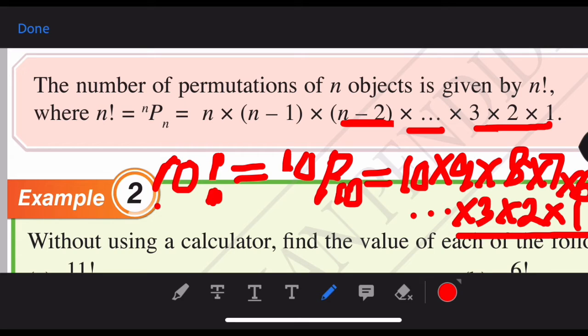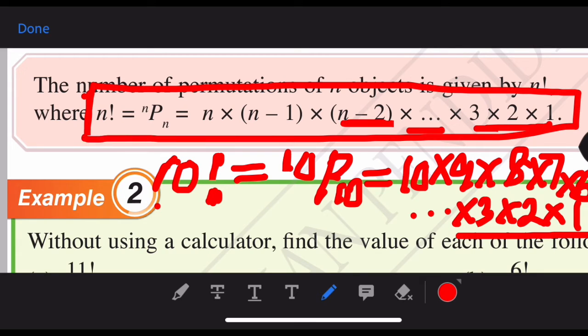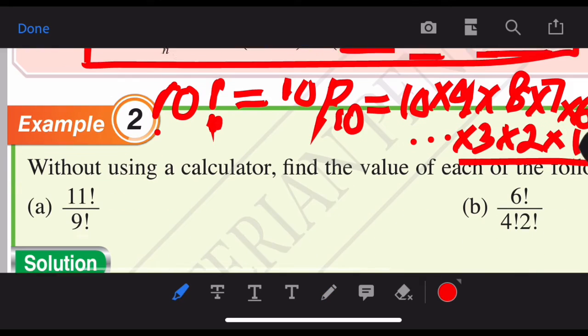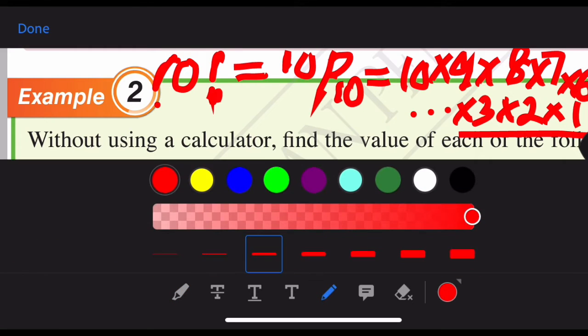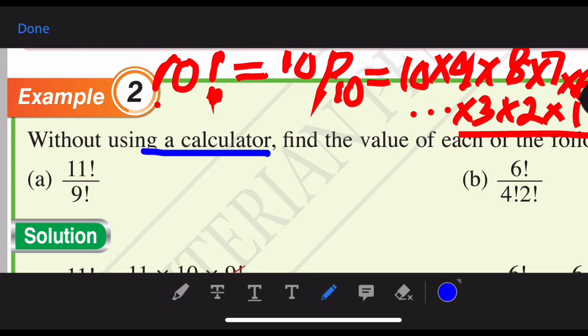This is a very important formula that you must memorize, n factorial or nPn, meaning arranging all the objects. You have 5 objects, 5P5. You have 6 objects, arrange all the 6, 6P6. Alright, so now you can learn how to use your calculator. You can use your calculator to find the value for 11 factorial.